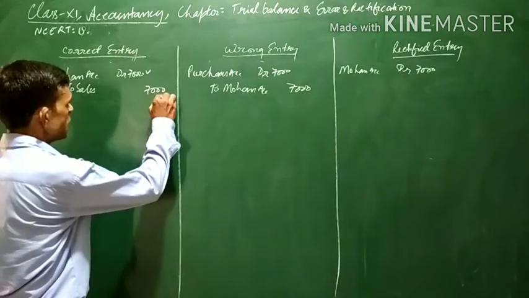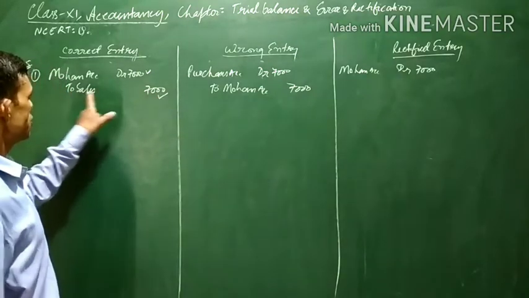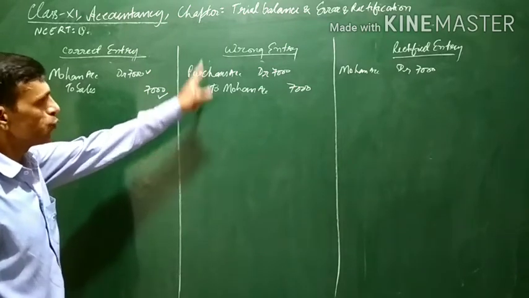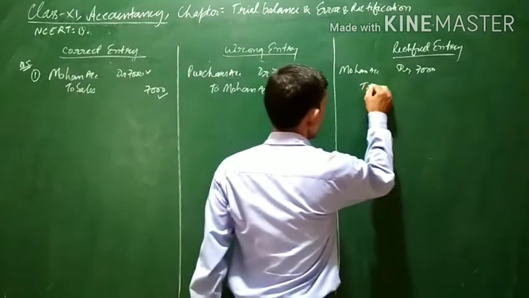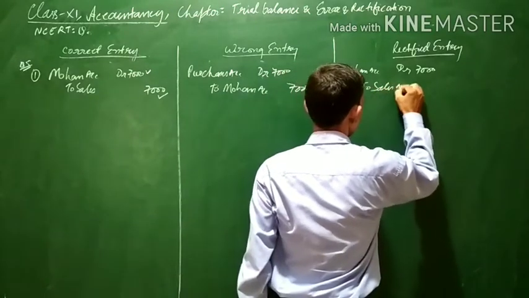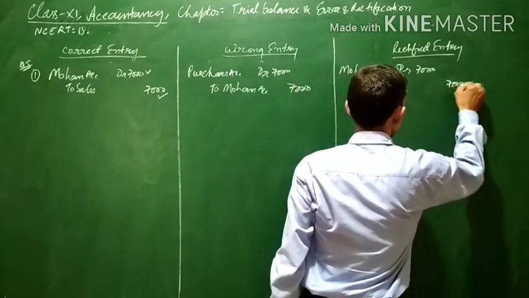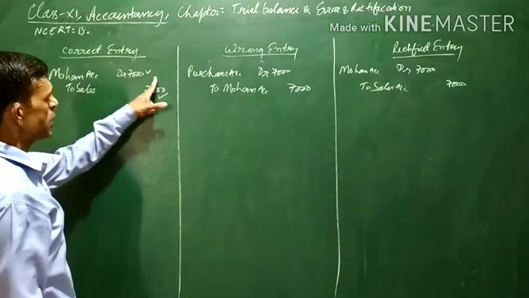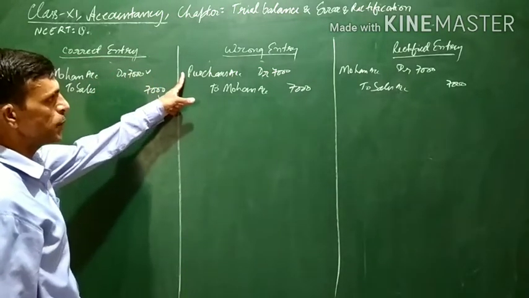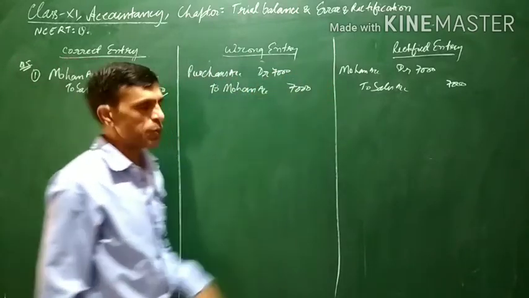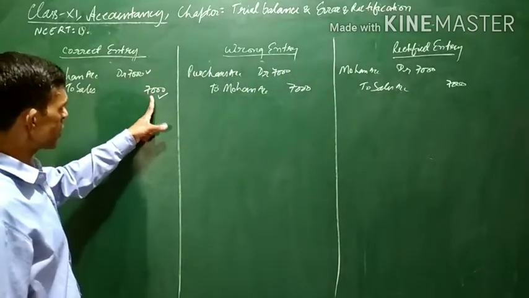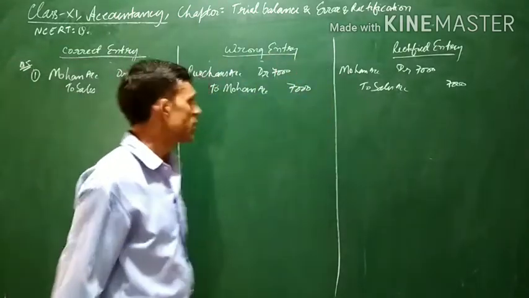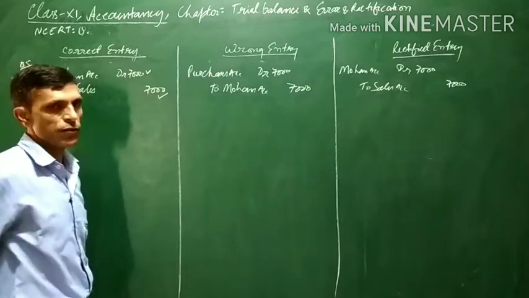Now sales has been credited, but this is the correct one. But sales has not been credited, then what we have to do? We have to credit sales account also, 7,000. This is the correct entry. Mohan account should have been debited, since Mohan account has not been debited, that is why Mohan account has been debited. Sales account should have been credited, but sales has not been credited here, so sales have been credited. This is the entry we have done now.